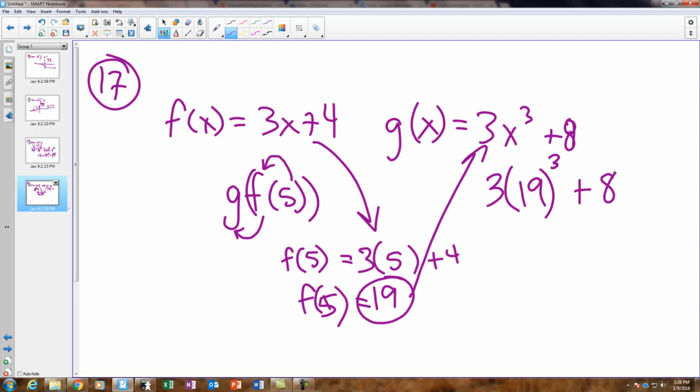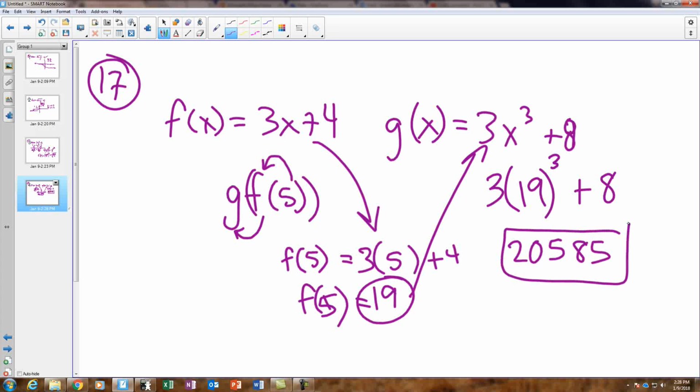6,859. Then did you times it by 3? 20,577. Did you add the 8? Plus the 8 is 20,585.